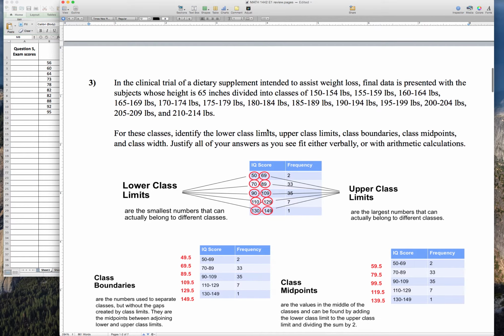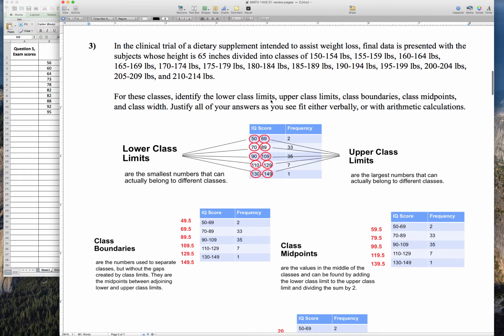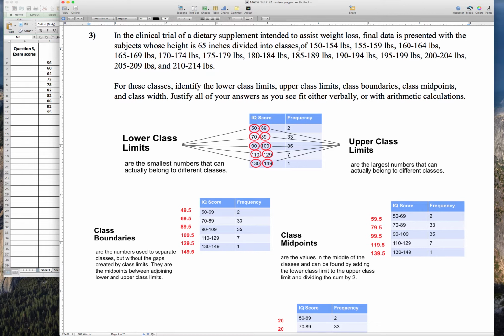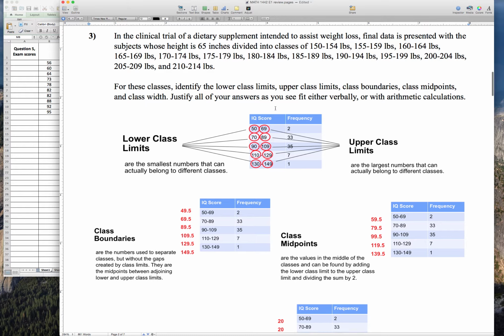Okay, the third question just asks you to identify some of the characteristics of classes that would be used to create a frequency distribution. The lower class limits, and of course, this example comes from the slides, and it comes from another set of data. It comes from the IQ scores of children who were exposed to low levels of lead. These are on the Chapter 2 slides, which I have uploaded onto the Canvas website. But the lower class limits are the lowest values that can belong to any one class.